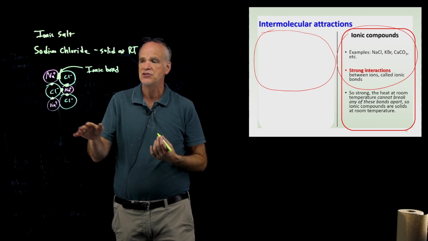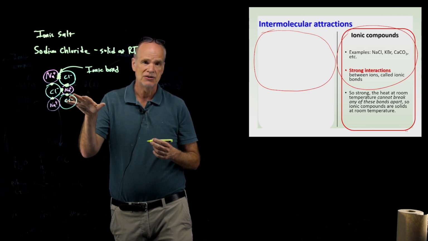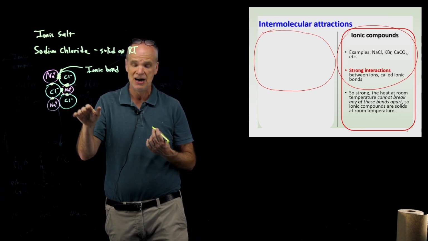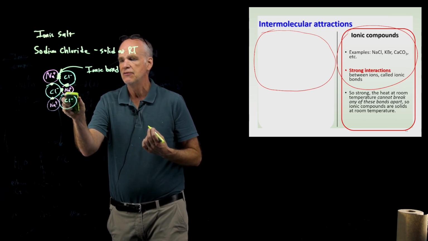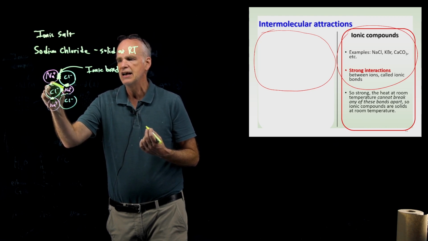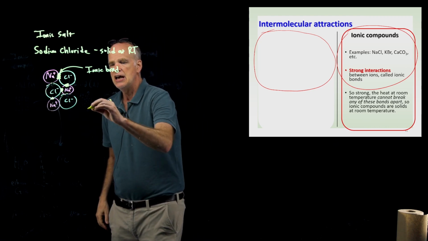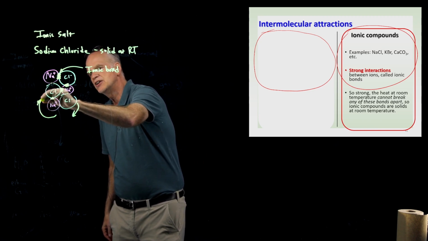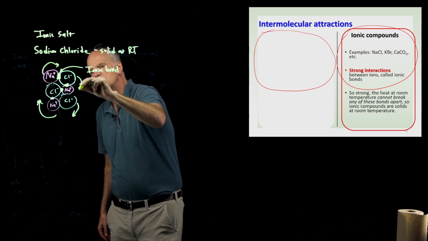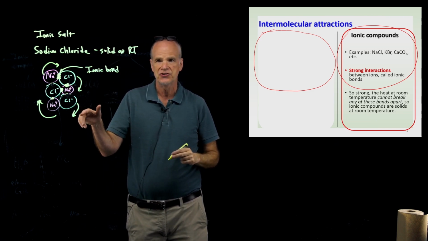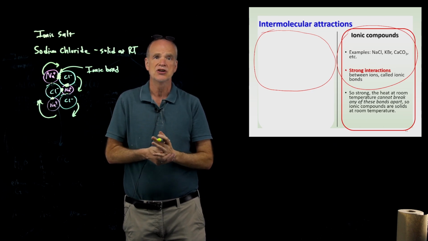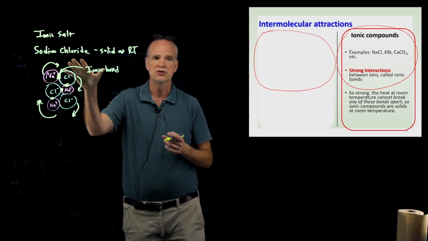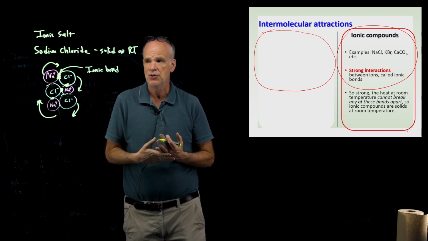And so you really have to get this sodium chloride aggregate or crystal up to 801 degrees Celsius before some of these bonds break. At that temperature, some of the bonds between the ions will break, and then the ions are free to move around each other like this. They can kind of flow around each other. So at 801 degrees Celsius, the ions are flowing around each other, and now the sodium chloride is in a liquid state.